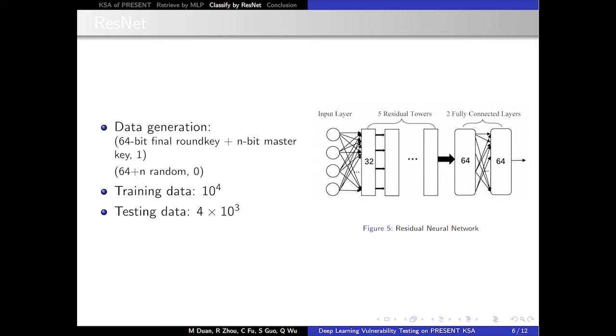Through our tests, 10,000 training data and 4,000 testing data is fine. Consistent with the input data, the input layer has 64 plus n neurons, followed by 5 residual blocks with 2 layers each, and the kernel size is 3, the same as the neural distinguisher proposed by Gohr, and the following are 2 fully connected layers.